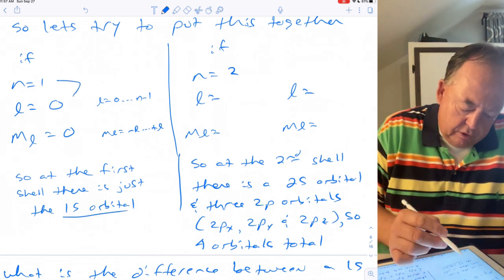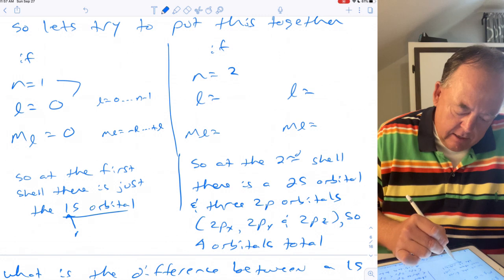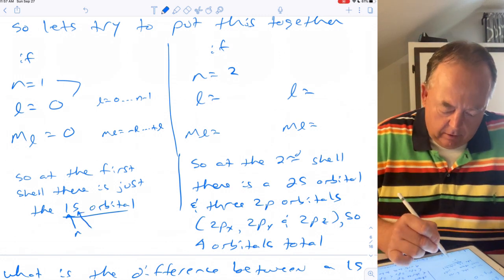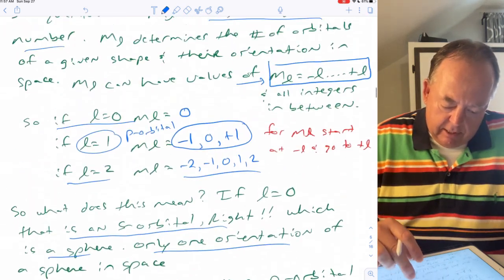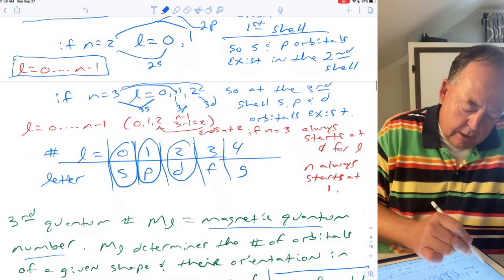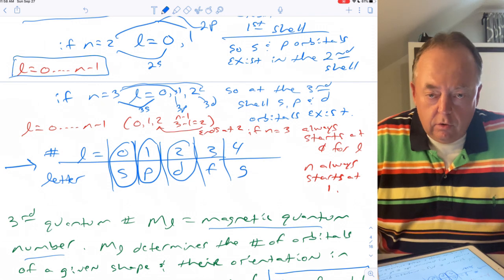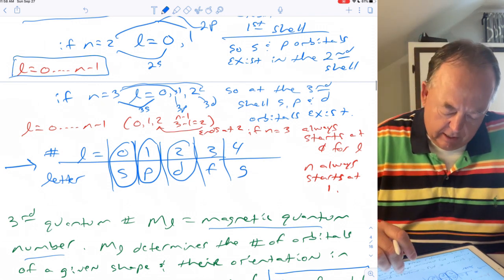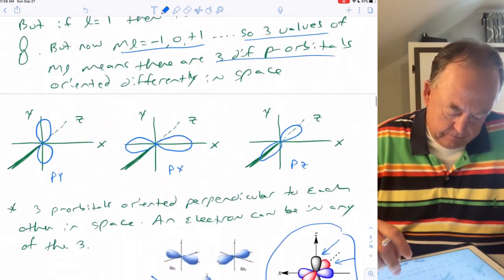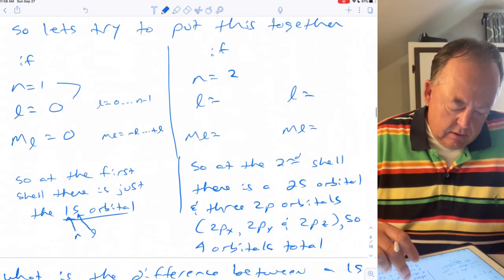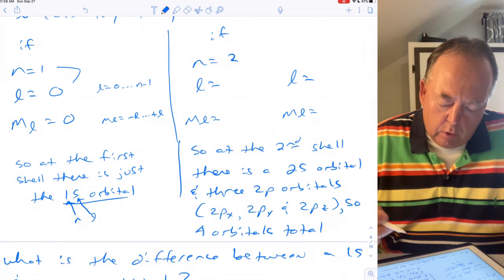So the number in front is n, and the letter is L. And again, you have to have this memorized. You must memorize this. L is 0 means that's an s orbital. L is 1 means that's a p orbital. L is 2 means that's a d orbital. Okay, so at the first shell you only have an s orbital.